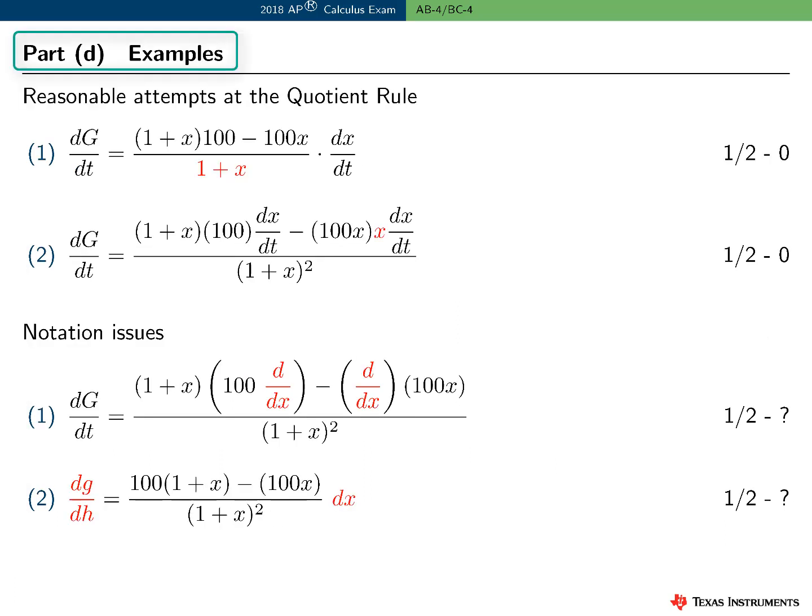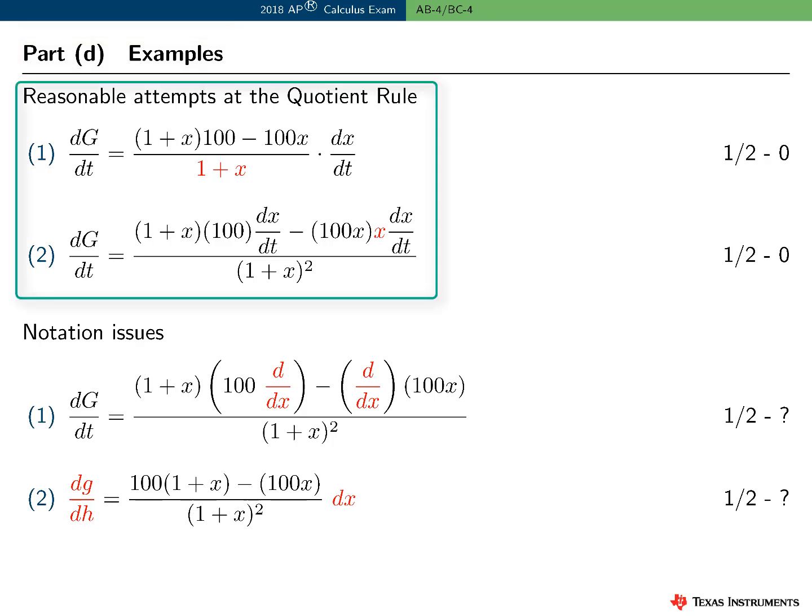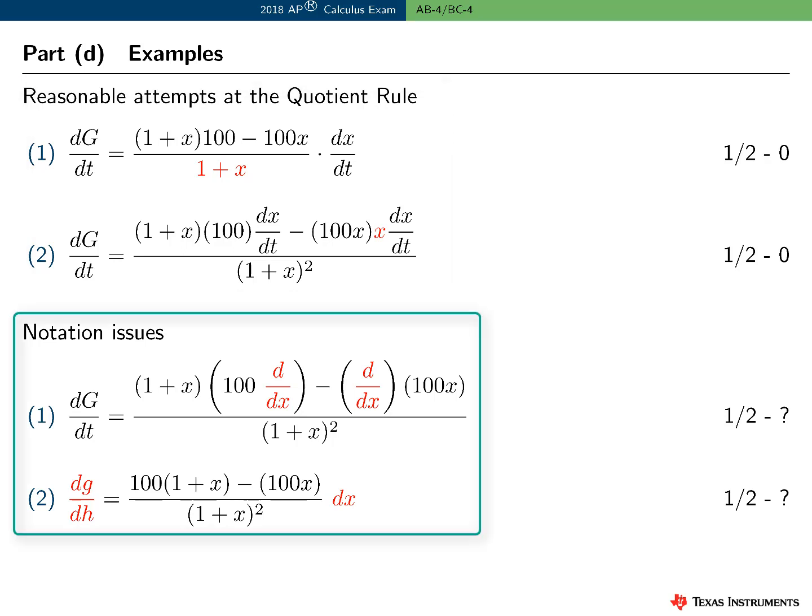Here are a few more examples associated with Part D. These first 2 demonstrate reasonable attempts at the quotient rule. There is also evidence of the chain rule, but neither example is one of the 4 special cases. So each earns one of the first 2 derivative points and is not eligible for the third. And here are some examples with notation issues. In each case, the student earns one of the first 2 derivative points and is eligible for the third. If they can resolve the bad notation and arrive at the correct answer, they can earn the third point.